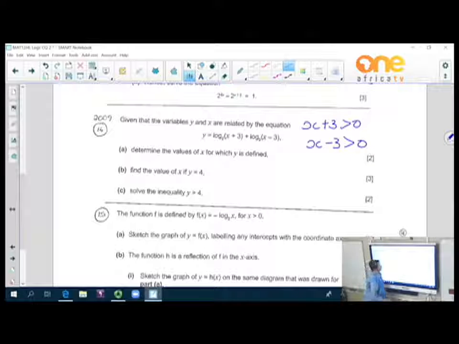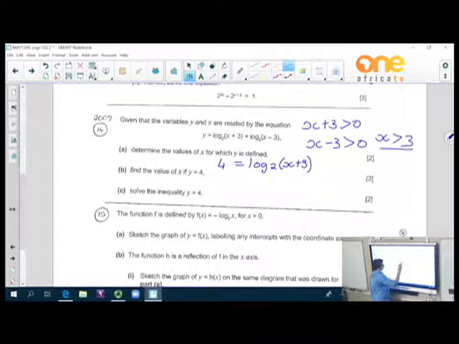So that means then x should be more than 3, or x should be more than negative 3. X should be more than 3 because logs should be positive. Then find the value of x when y is 4. So now I'm just going to equate it to 4. So 4 is equal to log base 2 of x plus 3.